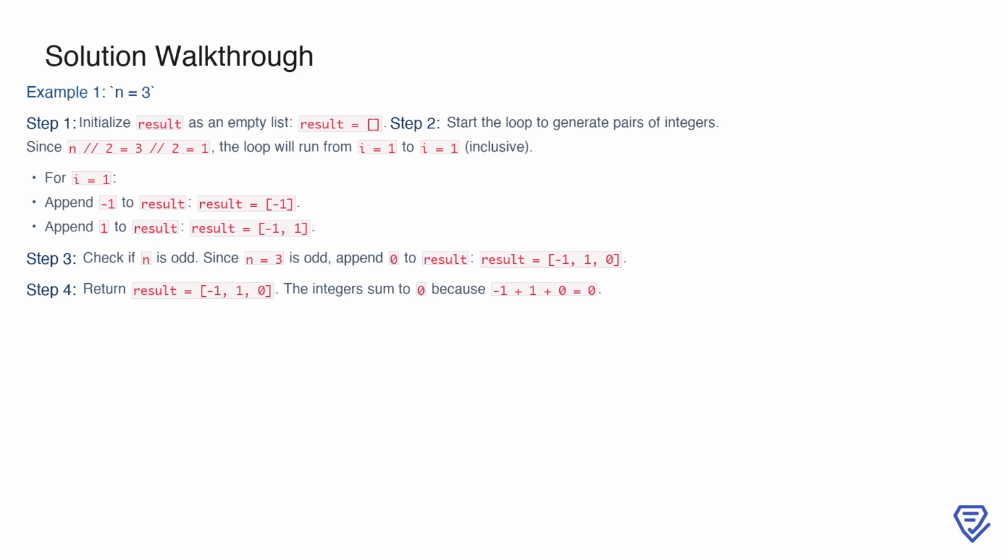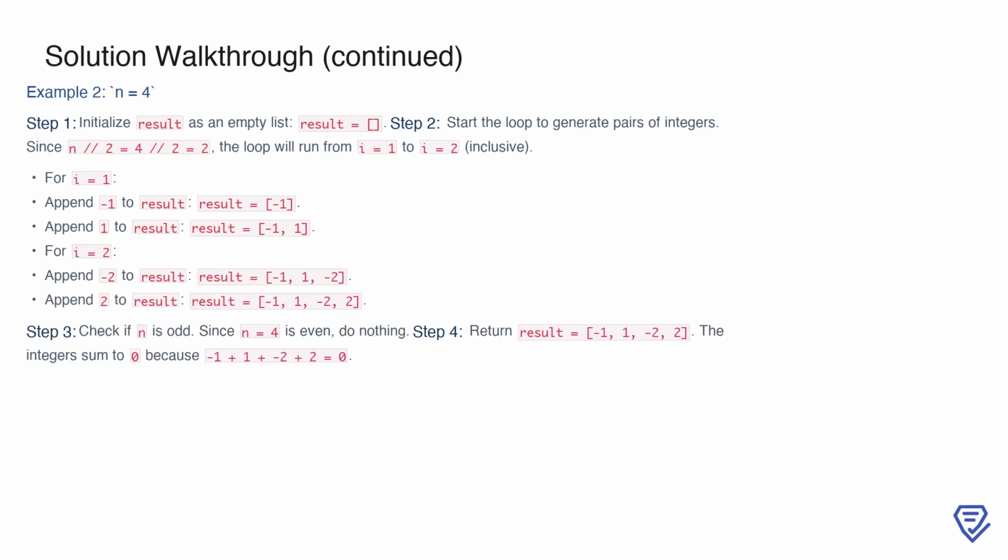After the loop finishes, we check if n is odd. Since n equals 3, which is indeed odd, we append 0 to the result list. This gives us -1, 1, 0. Finally, we return this list as our output, and we can verify that the integers sum to 0 because -1 plus 1 plus 0 equals 0.